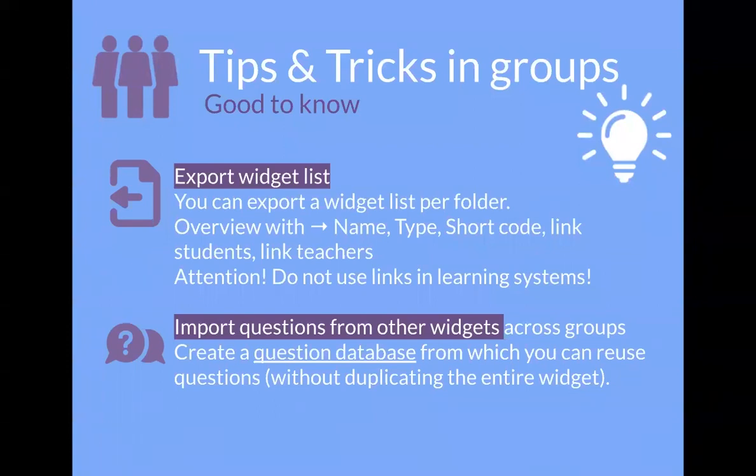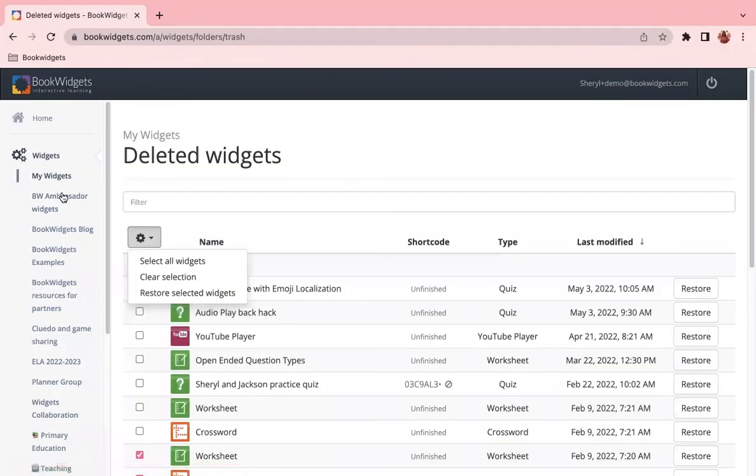Now, it's super important when you get that exported list that you don't use those links in your learning system, because they will be broken in the learning system and you won't have all of your results the way that you like them in your LMS. So you can use those for reference, but always make sure that you share in your learning management system through the protocols that you have in your learning management system. So let's take a look at how we can export that list.